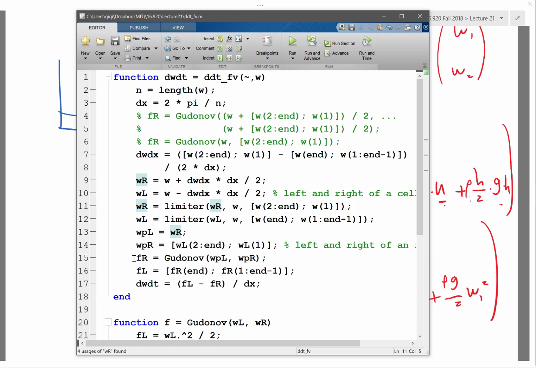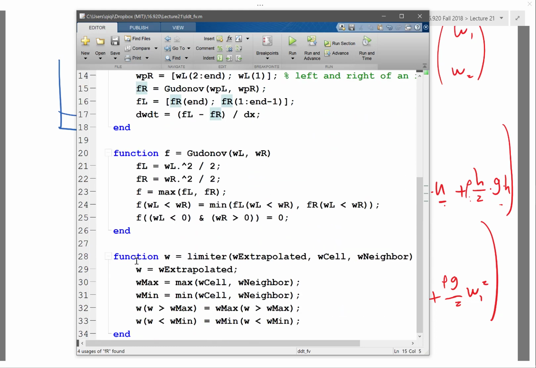Now, the only problem comes in the Goodenough scheme. And in general, the task of finding how a discontinuity would evolve in a system of conservation laws is highly non-trivial. I mean, there is actually no general analytical solution for how a discontinuity would evolve.